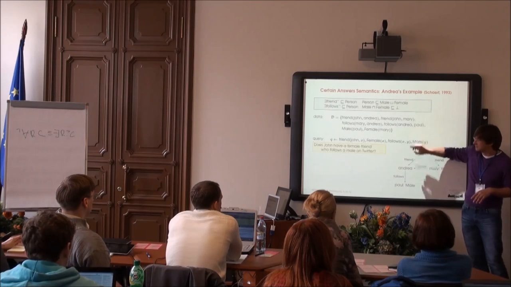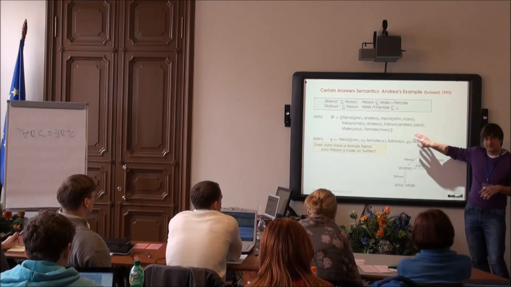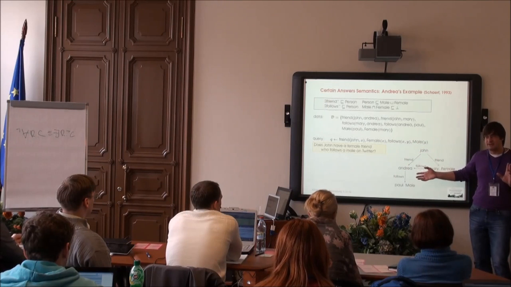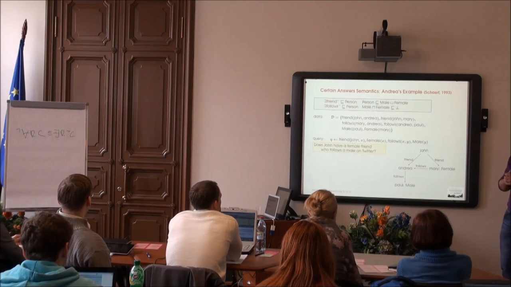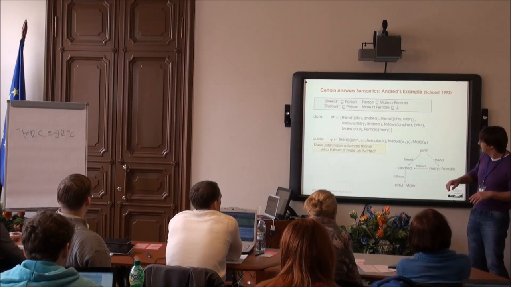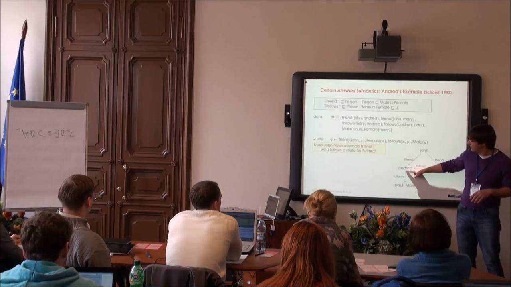The whole point is that, according to the second concept inclusion, in every model of this thing, Andrea is a male or a female. Let's suppose for a second that Andrea is a male. So Andrea is an Italian, right? Then John has a male friend.